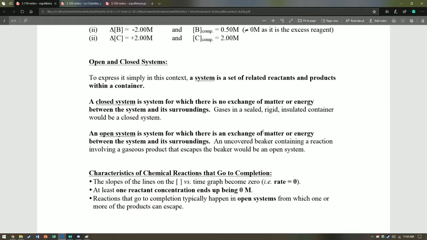Now, most equilibriums that you'll encounter generally tend to exist within a solution, so they're aqueous, and therefore the water is the system, and they behave like closed systems, even though technically it's considered an open system.